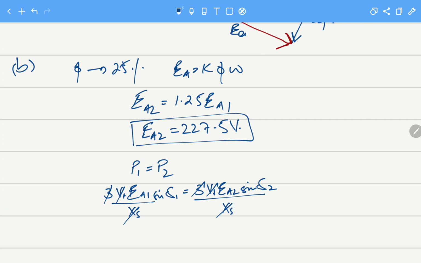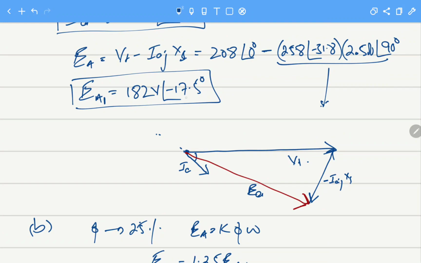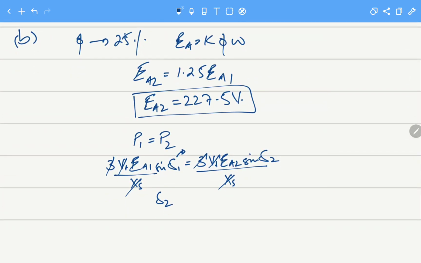So if these are all the same, this is the equation, and we can calculate the power angle for part B in which flux was changed. Delta 2 can be calculated. Delta 1 we know. What is delta 1? Delta 1 is minus 17.5, and EA1 we also know. So the value of delta 2 would be minus 13.9 degrees. This will be the new value.